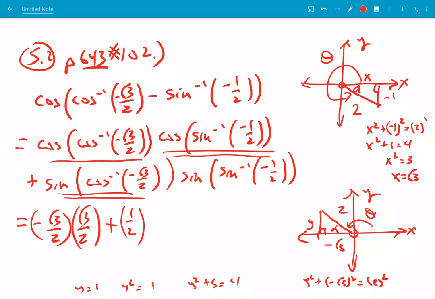And then that was this piece. Now let's do this piece. The sine of the angle whose sine is negative a half is, well, negative a half. Good. So I got negative rad 3 times rad 3 is negative 3 over 2 times 2 is 4, plus 1 times a negative 1 is a negative 1 over 2 times 2 is 4. So negative 4 over 4 is negative 1, is it not? Yep, so that's your answer.